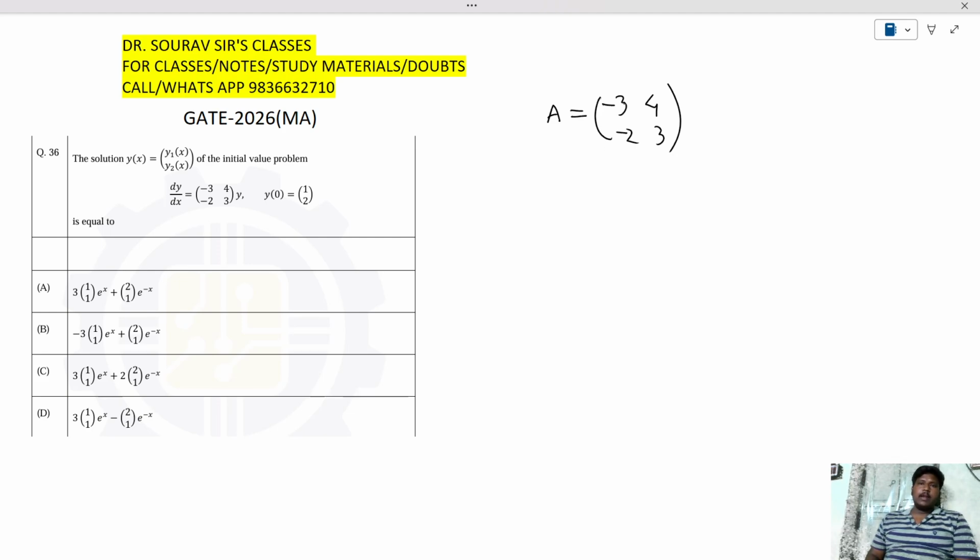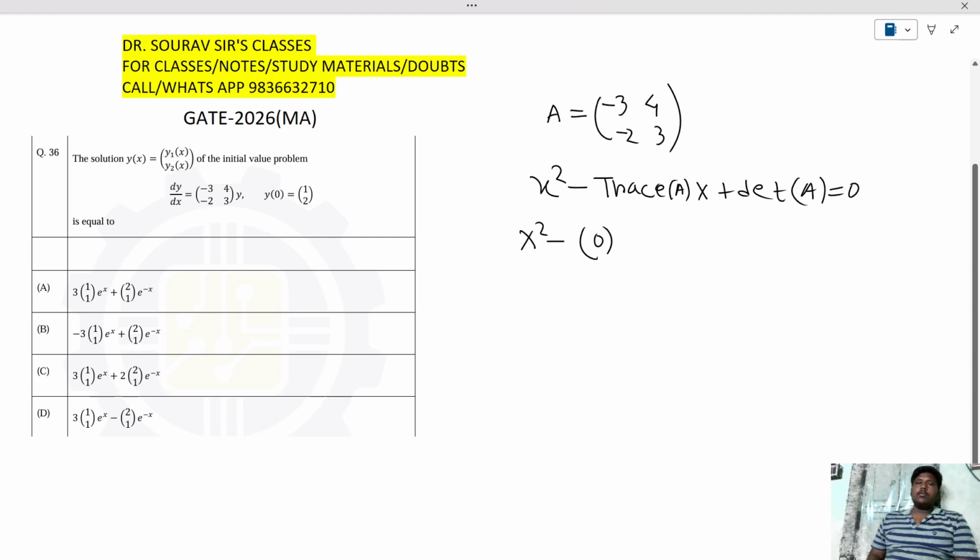So we see that trace of the matrix is 0 and so we know that the characteristic equation of this type of matrix is x square minus trace A into x plus determinant of A. This is the characteristic equation of this matrix. So x square minus trace क्या है 0 into x plus determinant क्या है -9 plus 8 equals to 0. So x square minus 1 equals to 0. Therefore x equals to plus minus 1. So the eigenvalues are 1 and -1.